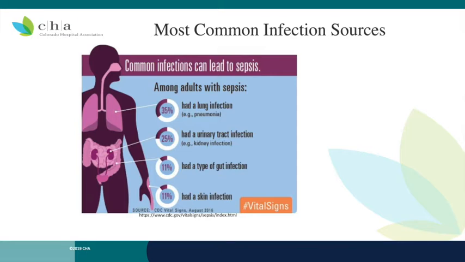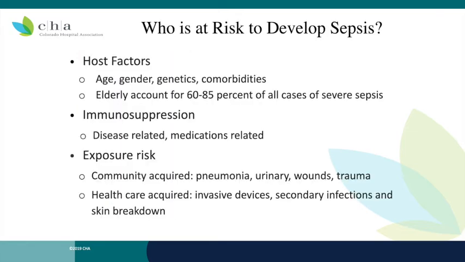And skin infections, whether it be from laceration or if they have just chronic skin conditions that lead to skin infections. Who is at risk to develop sepsis? Well, anyone really is at risk of developing sepsis, but certain populations are more prone to it than others. Age is one of the obvious ones. The elderly account for 60 to 85% of all cases of severe sepsis.